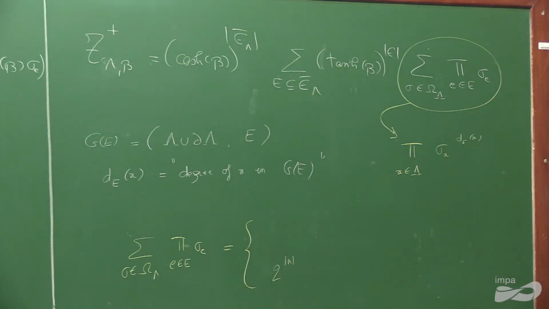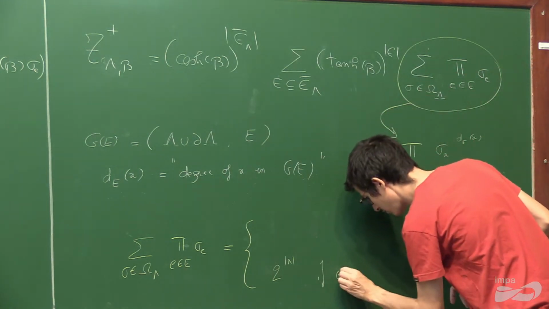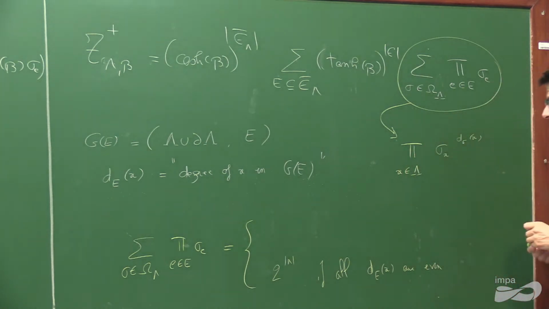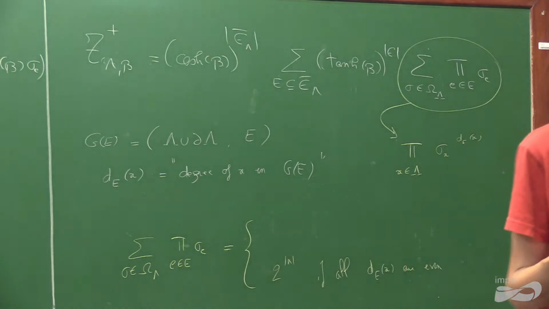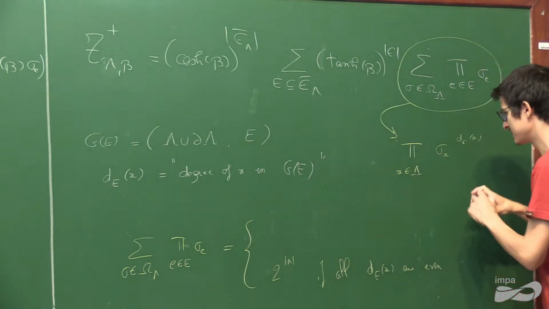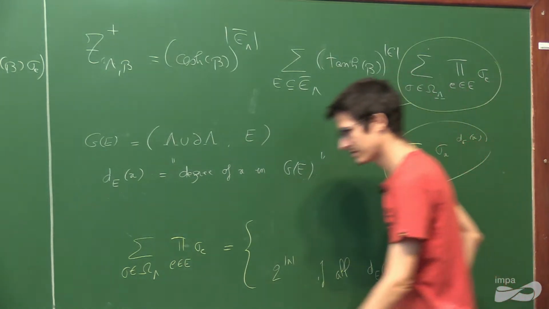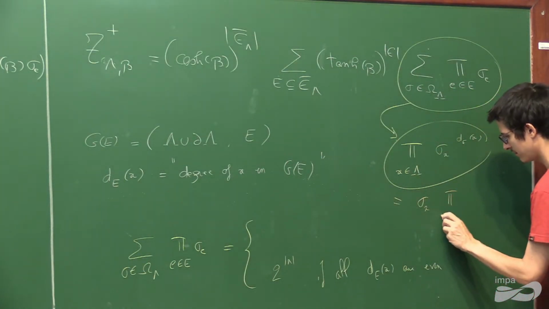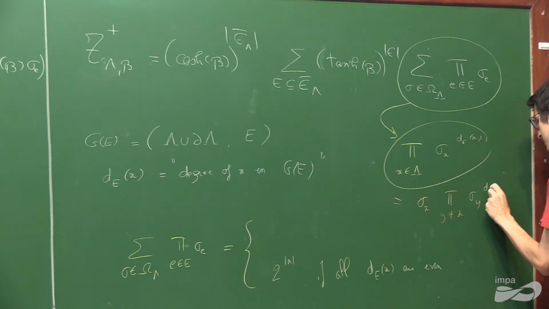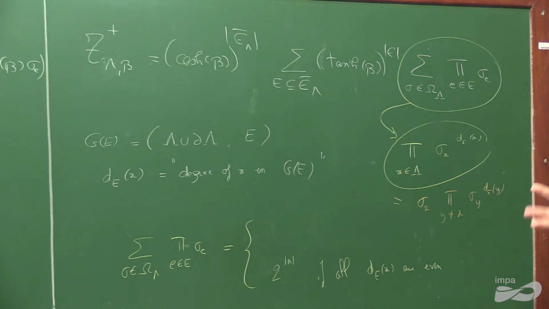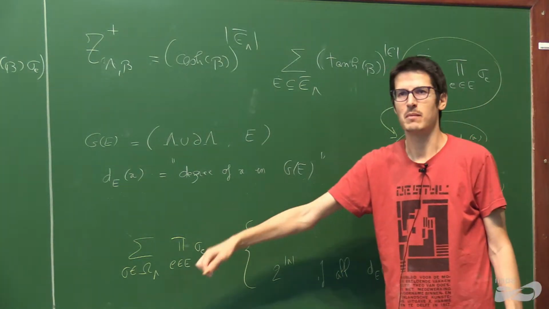Okay, now if for some x the degree is odd, then in this product this thing is just equal to sigma x times the product over the rest, because if d_E(x) is odd, sigma x to the d_E(x) is just the same as sigma x. Okay, and then you sum over the two possible values of sigma x, which are +1 and -1, and you get 0.